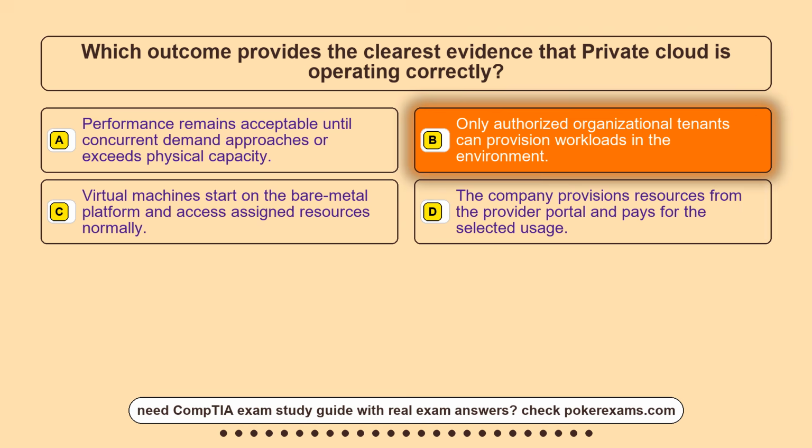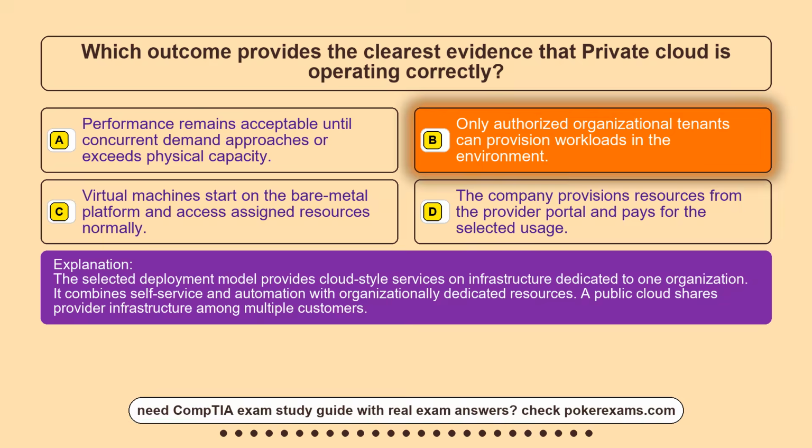The correct answer is option B. Only authorized organizational tenants can provision workloads in the environment. The selected deployment model provides cloud-style services on infrastructure dedicated to one organization. It combines self-service and automation with organizationally dedicated resources. A public cloud shares provider infrastructure among multiple customers.